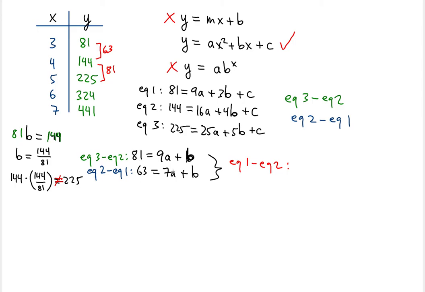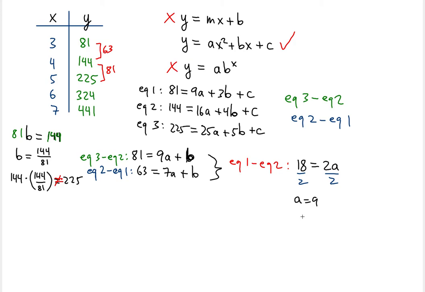So 81 minus 63, that's going to be 18 on the left side. And on the right side, 9 minus 7, that's going to be 2a. And then b's are gone. Good. So now you divide both sides by 2. A is solved for. So a is going to be 9.